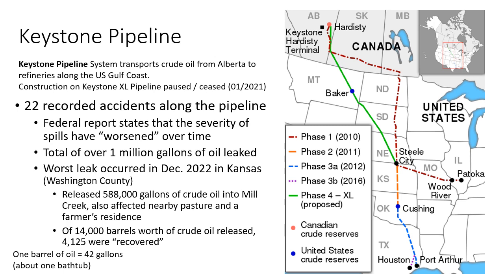There have been several accidents, 22 recorded accidents along the Keystone pipeline system. And from a federal report that I was reviewing last week, they state that the spills have worsened over time, and a total of 1 million gallons have leaked. The worst one, December 2022 in northern Kansas on the border of Nebraska, where over half a million gallons of crude oil were leaked into Mill Creek. We'll see a picture on the next slide.